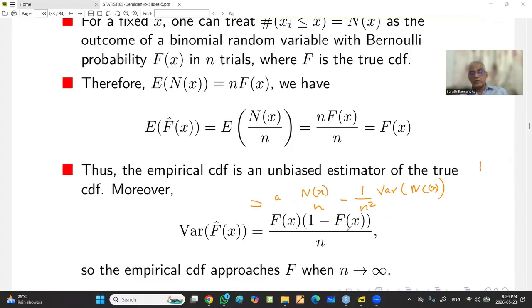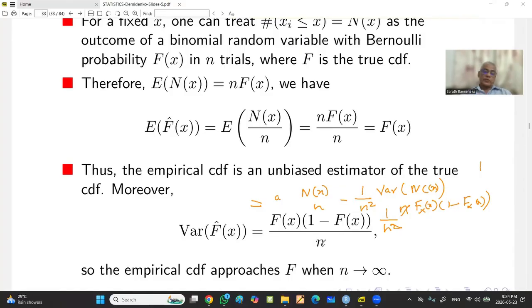So this is equal to 1 over n squared. The variance of N(x) is equal to n times F(x) times 1 minus F(x). This is like n times theta times 1 minus theta, but this cancels out. So therefore, the variance of F hat at x is equal to F(x) times 1 minus F(x) divided by n.